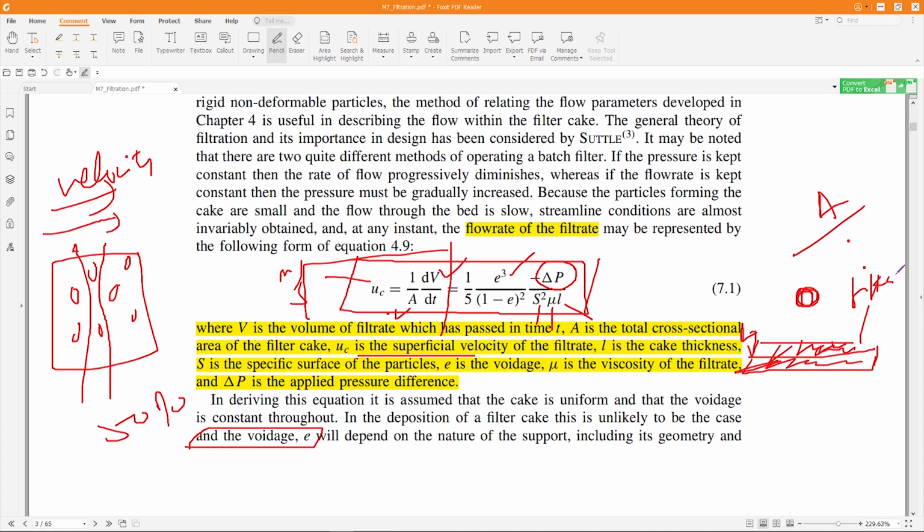So we're basically focusing on cake filtration. We'll consider the filter medium resistance or its properties later. So first we are focusing on this cake. So E is the voidage in this cake, of the filter cake. How much empty space is in the cake so that the liquid can flow through the pores. Okay, so this is the formula.